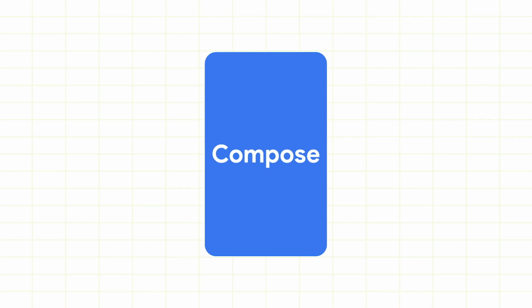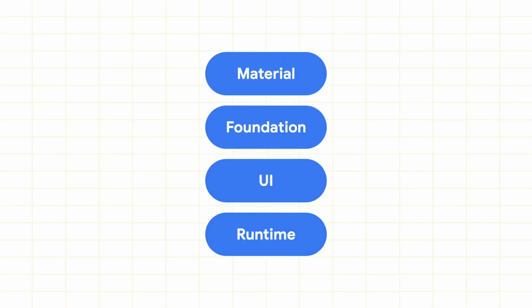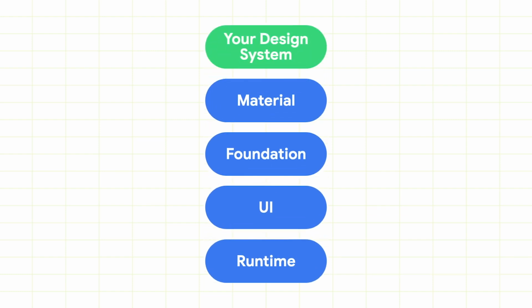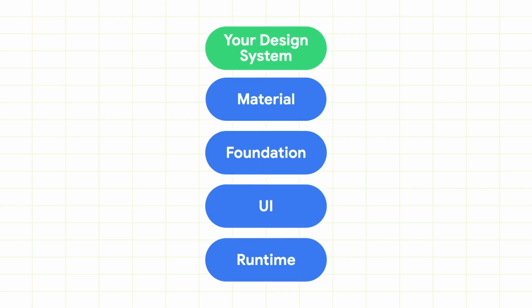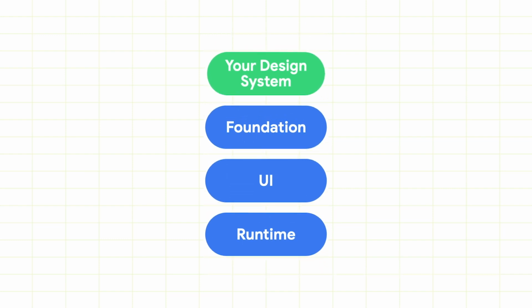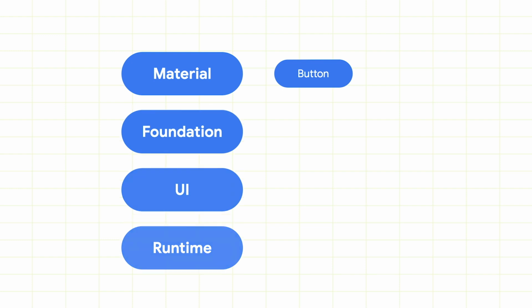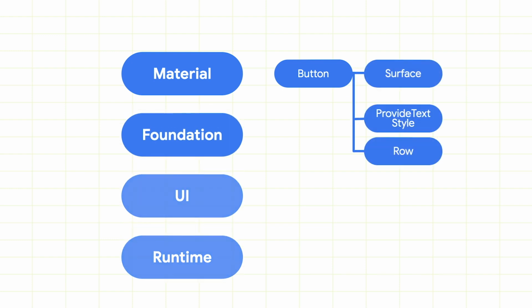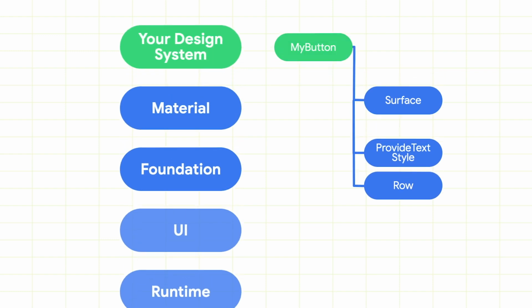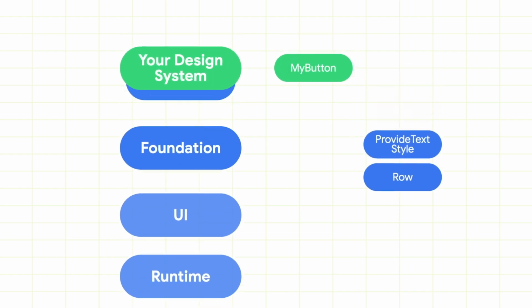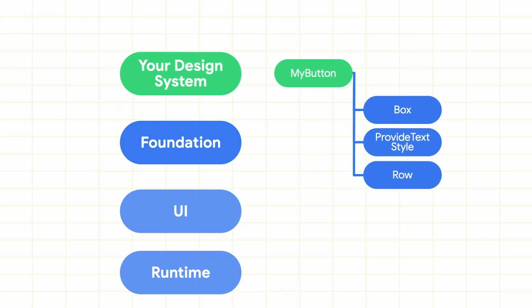Rather than a single monolithic library, Compose is built in layers. Each has its defined responsibility and builds upon those below it. So you can add your own design system on top of material, or replace it altogether. The same principles apply within each layer. As we saw, Material's button is built from other components from the material and foundation layers. Each component does a single job and you assemble them to build up functionality. So, to create your own button, you can either build on top of Material and customize its behavior, or replace Material entirely using lower level building blocks.